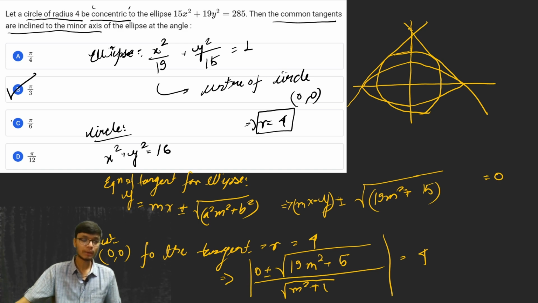Many students will make the mistake of choosing option number C, but that is wrong. How is that wrong? Because pi by 6 is the angle with the major axis, but the question is asking for the angle with the minor axis, and that makes option number B the right answer. I hope this particular thing was clear.